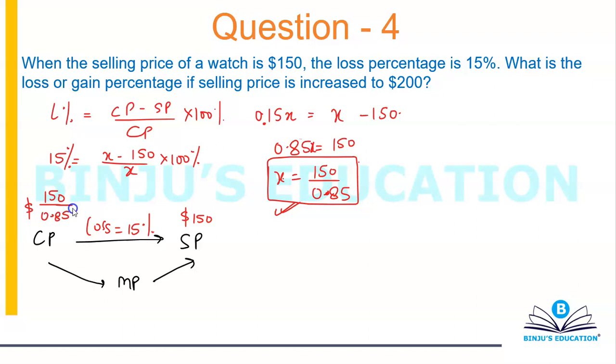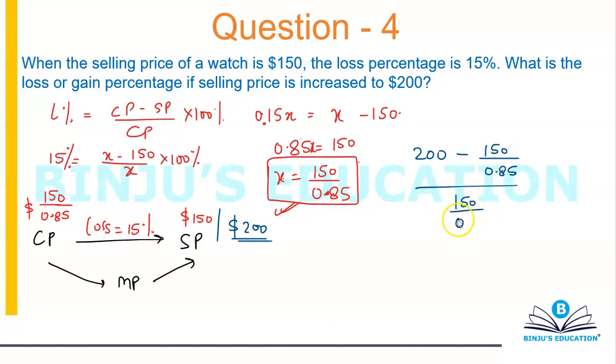Anyways, let's move on. What is the loss or gain percentage if selling price is increased to $200? So now the selling price is $200. The cost price remains the same. So profit or loss percent will be the selling price $200 minus cost price, which is 150 divided by 0.85, divided by 150 divided by 0.85, which is the cost price, into 100%. This is the profit or loss percent.